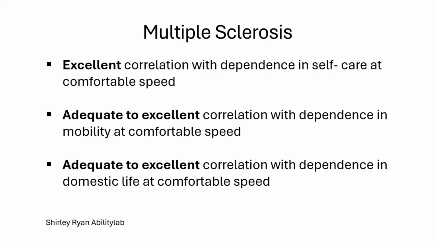In regards to predictive validity in patients with multiple sclerosis, the 10-meter walk test has excellent correlation with dependence in self-care at comfortable speeds, adequate to excellent correlation with dependence in mobility at comfortable speeds, and adequate to excellent correlation with dependence in domestic life at comfortable speeds.